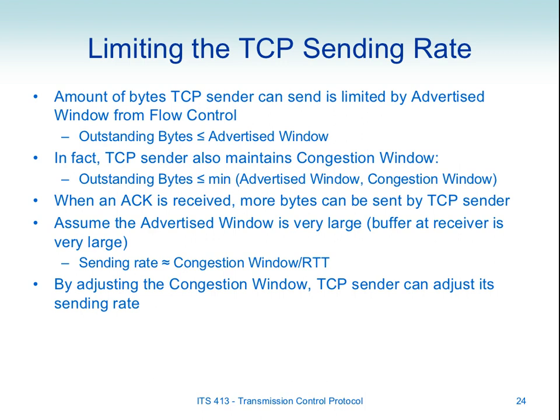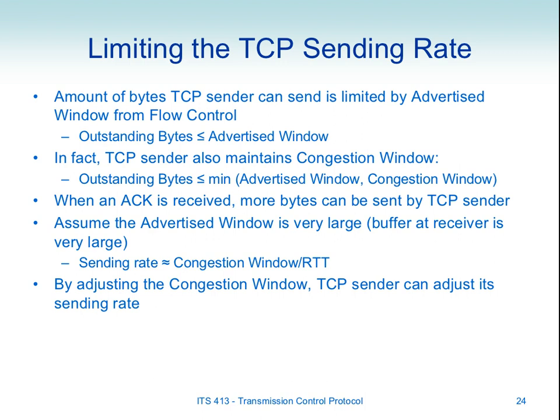TCP has another window. It now has two windows, two parameters, the congestion window. We will change the congestion window depending upon when we sense or perceive congestion in the internet. If we think there's some congestion in the internet, I will decrease the congestion window so that I decrease my sending rate. If I think that there's no congestion in the internet, or at least on my path, I will increase the congestion window, allowing me to increase my sending rate.